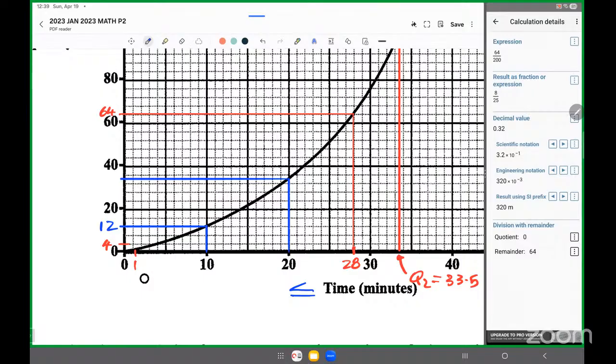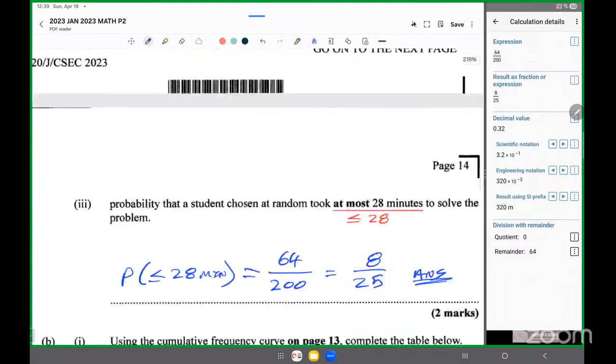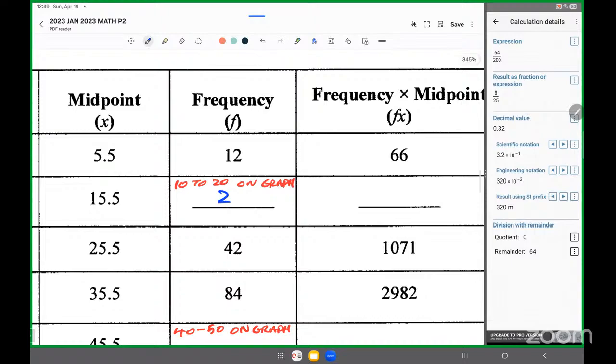But every interval is 4. So this is 20, 24, 28, 32, and 36. Between 32 and 36, halfway is 34. Right here, so it's actually 34. So this interval is 34 minus 12, which is 22. So in this interval, it's 22 students.